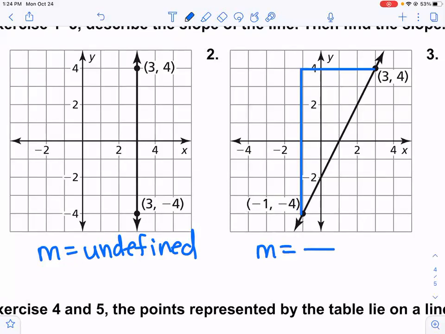So Amy, how far did I rise up? Okay. Carter, how far did I run? 4.